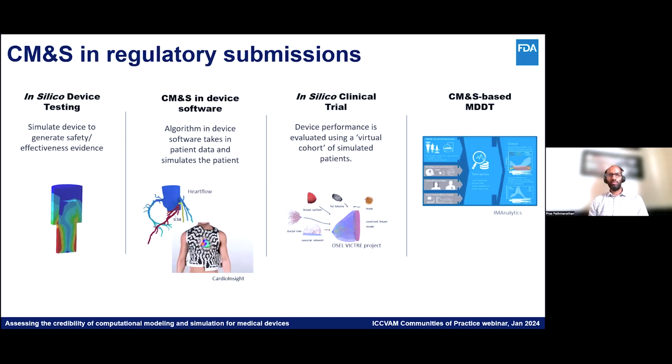Next, let's talk about how modeling and simulation can be used in medical device regulatory submissions. This slide categorizes four different ways. The most traditional and simple example is something that we call in silico device testing, and that's where a computational model is developed of the device itself, generally to evaluate a safety or effectiveness question about the device, which are the two types of information that manufacturers need to submit for a medical device to receive marketing approval or clearance.